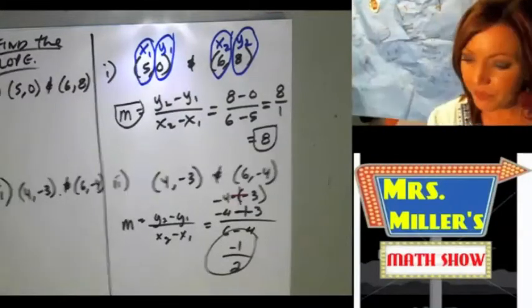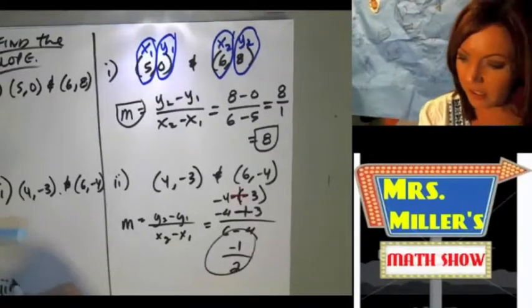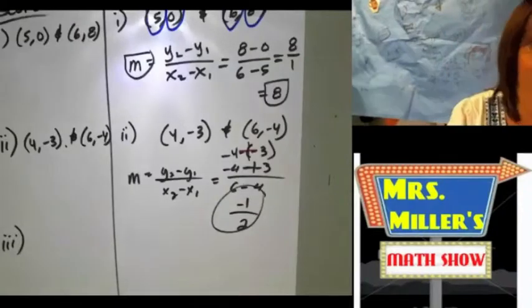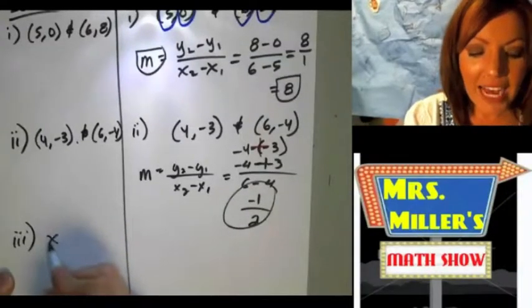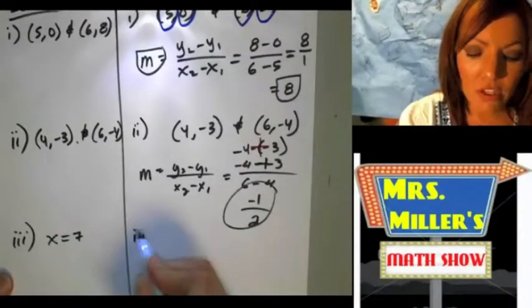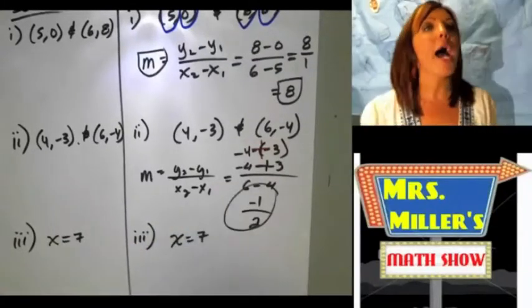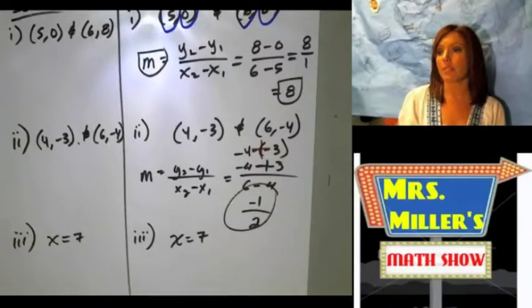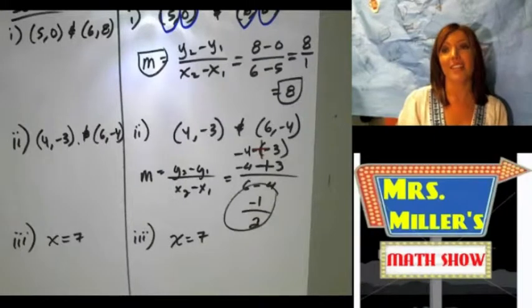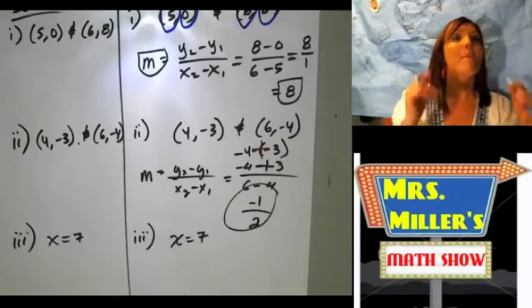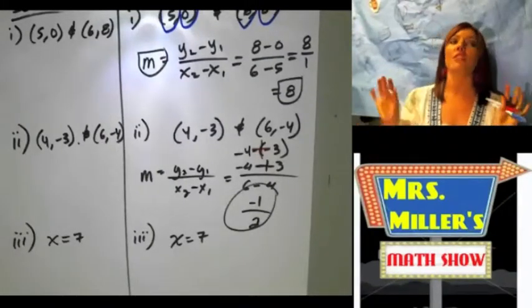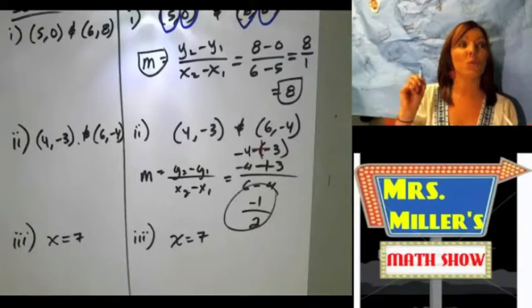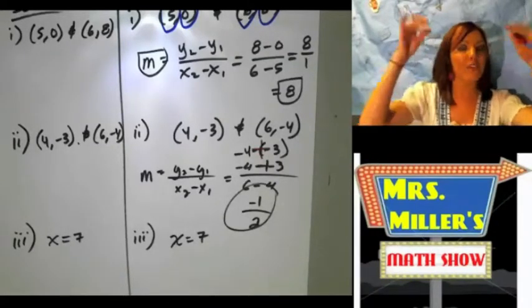Let's do something else. Okay, x equals 7. We want to find the slope of the line x equals 7. Now, I do not want you all to graph these. We don't want to graph this. But I just don't want you to write it down. I want you to graph it in your head.